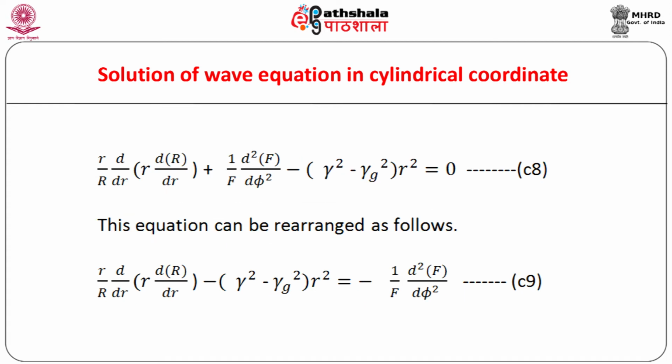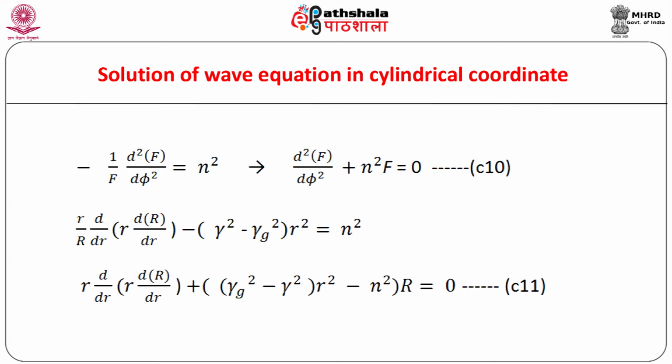Look at the equations C 8 and C 9. Note that the right hand side of equation C 9 is a function of phi only and the left hand side is a function of r only. Thus, the variables r and phi have also been separated. Equating each side of equation C 9 to the same constant n square, we obtain two ordinary differential equations, one in r and the other in phi as shown.